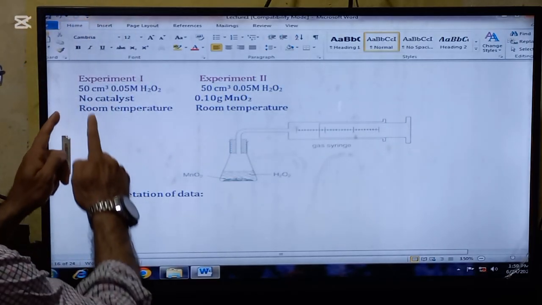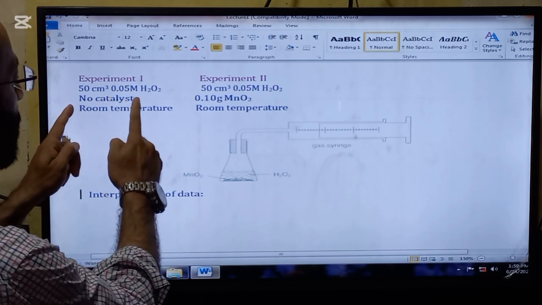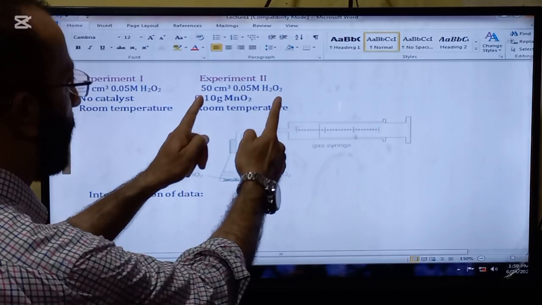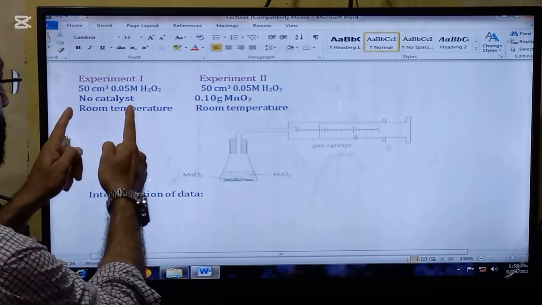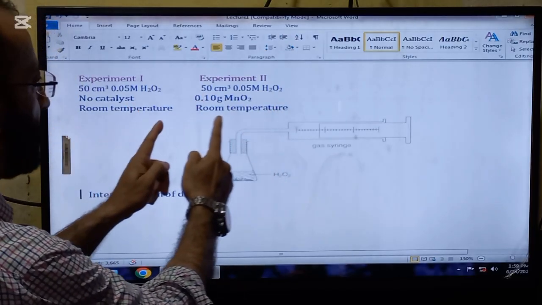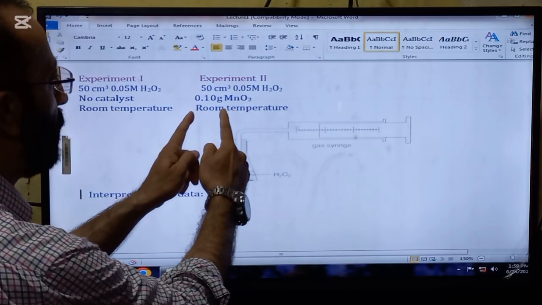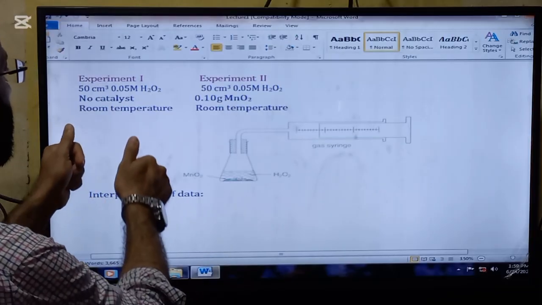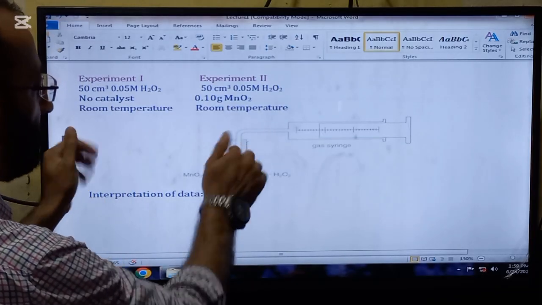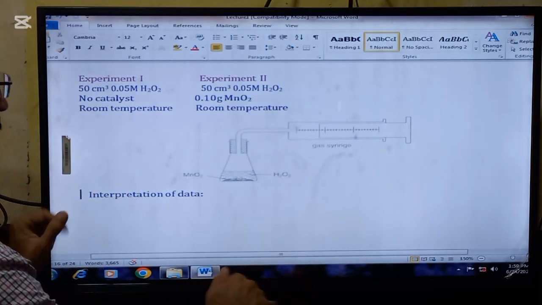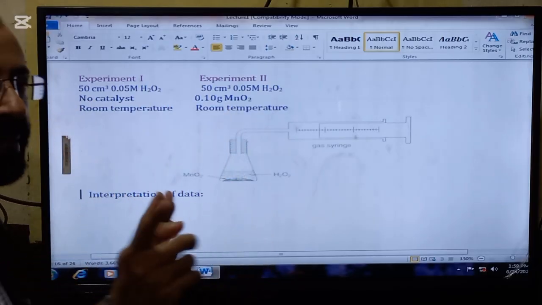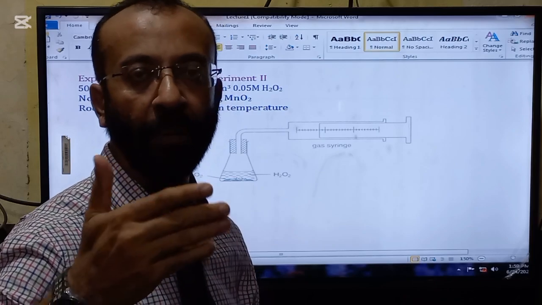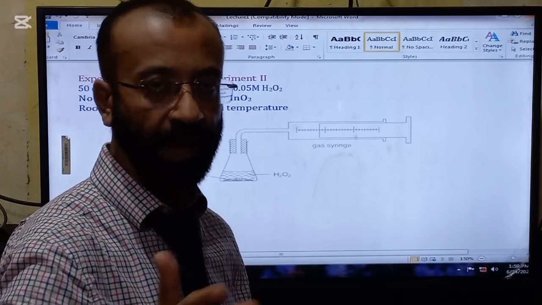Look now, 50 cm³ of 0.05 M H2O2. The same thing is taken in the second experiment. In the first experiment, no catalyst is present, but in the second experiment, 0.10 grams of manganese oxide is present as a catalyst. Room temperature is used for both experiments. So the conditions are the same except for the catalyst. It means we are going to observe the effect of the catalyst on the rate of the reaction.